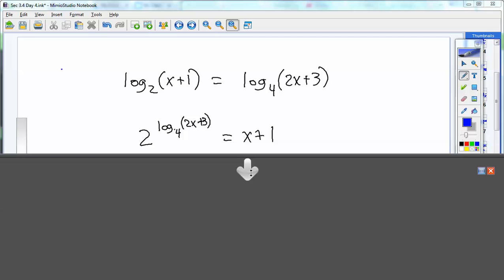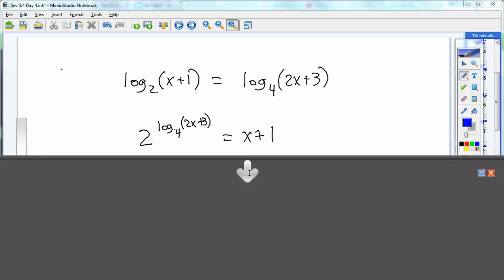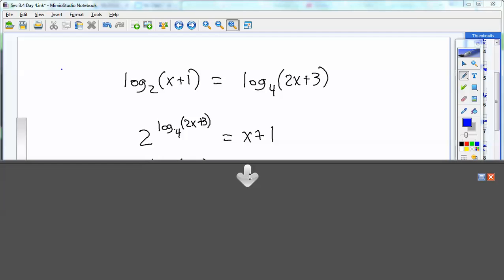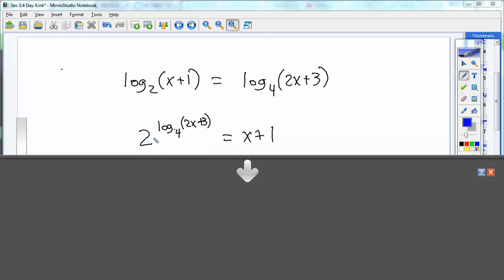That's just changing forms, right? So if you're stuck and don't know what to do, you can always take a log and write it as an exponential or vice versa. Okay, now, what do we do with something like this? Well, okay, here's where we want to change this base. See how you have a 2 base here, but you have a 4 base here, right?